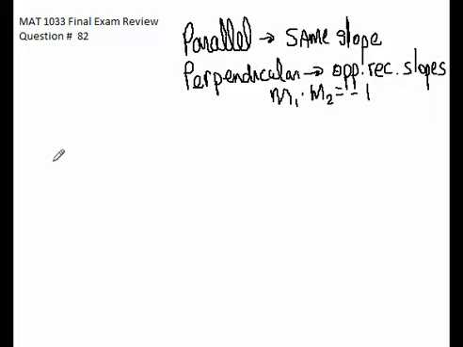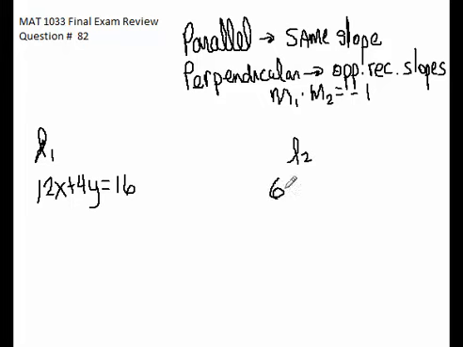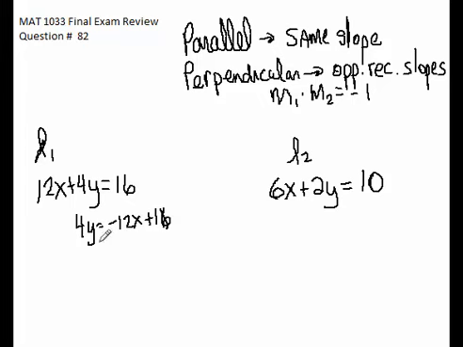And in this problem, we're given two equations. So we've got line 1 is 12x plus 4y is equal to 16. And line 2 is 6x plus 2y is equal to 10. Okay, so the easiest way when you have an equation that's given is to write this in slope-intercept form. Remember, we're getting y alone, y equals mx plus b. So I'm going to find the slope of each one of these lines by writing each individual equation in the slope-intercept form.